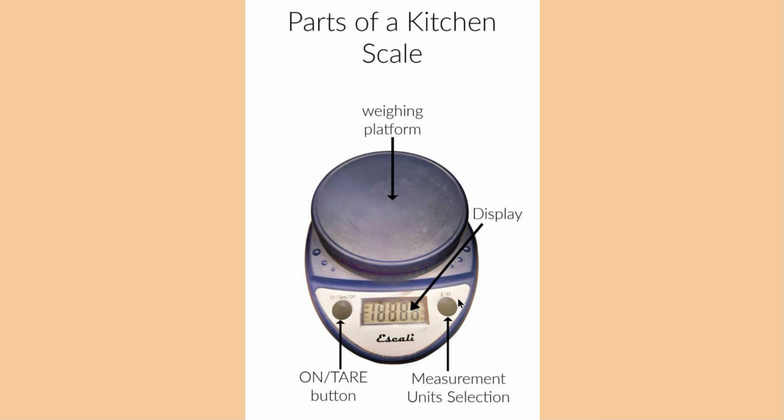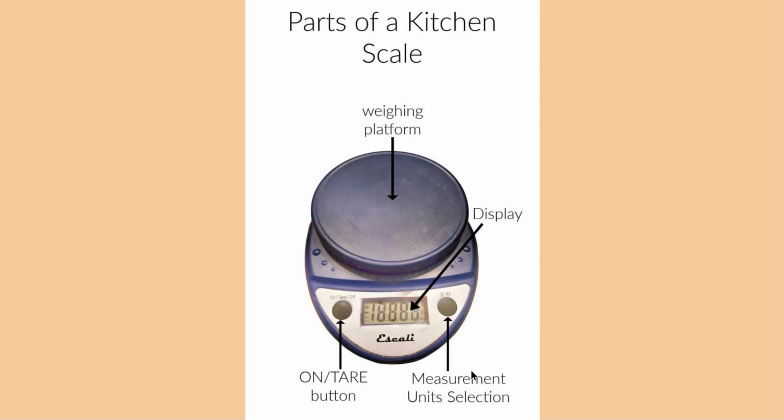Usually, if you select ounces, it will eventually show pounds. And then other important parts of the scale, obviously the on-off button. Sometimes this is also the tare button. So turning on or off usually requires you to hold down the button a little bit longer. And then tare is just a single click, and that's what's going to zero out your reading. The weighing platform is just wherever you are able to place the product to be weighed. And just remember that scales, to give the most accurate reading, need to be sitting on a flat surface.